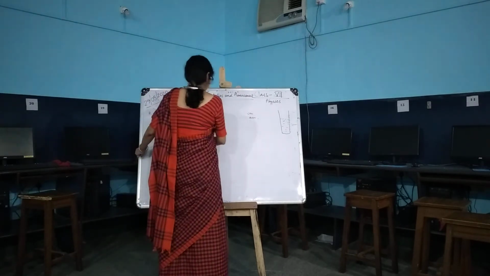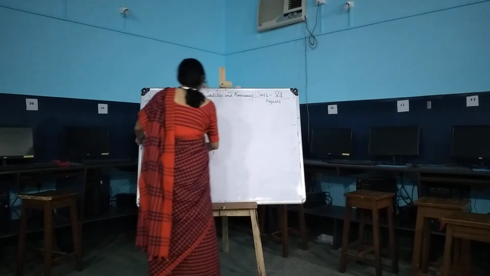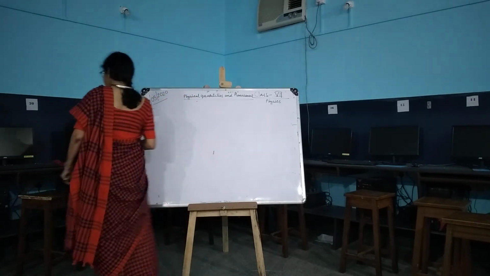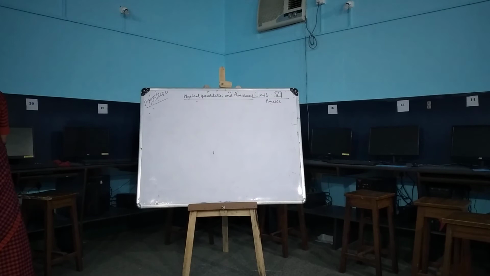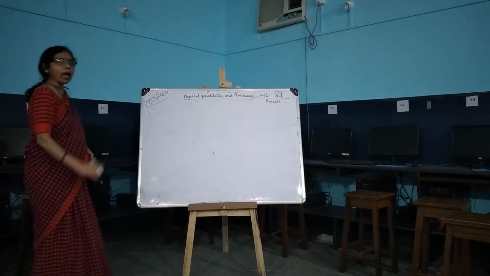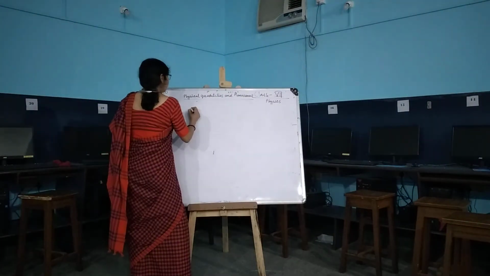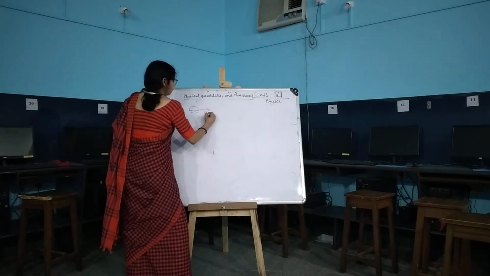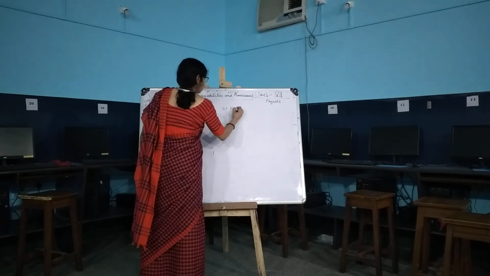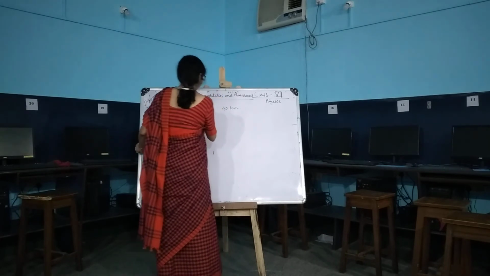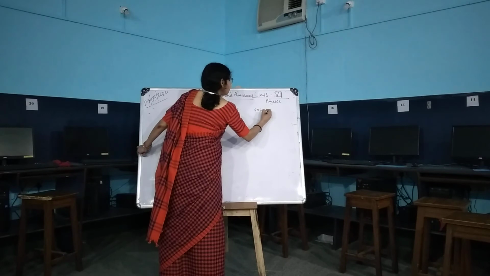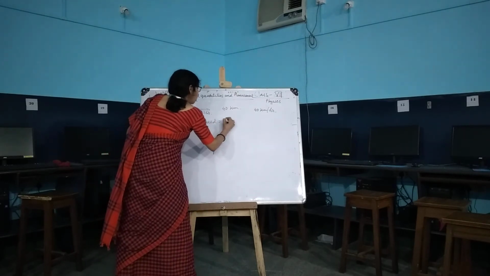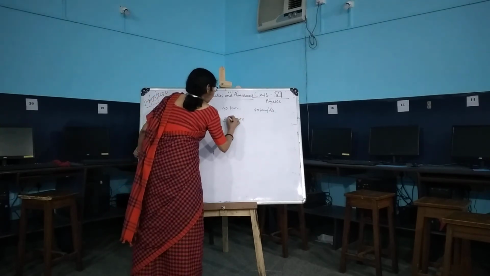Now, that is the speed. What is speed? Speed is the distance covered by a moving object per unit time. The distance traveled by an object per unit time is known as speed. Suppose a moving object, a car, moves 40 kilometers in 1 hour. So what will be the speed? The speed of the car is equal to 40 kilometers per hour. So we can say speed is equal to distance by time.